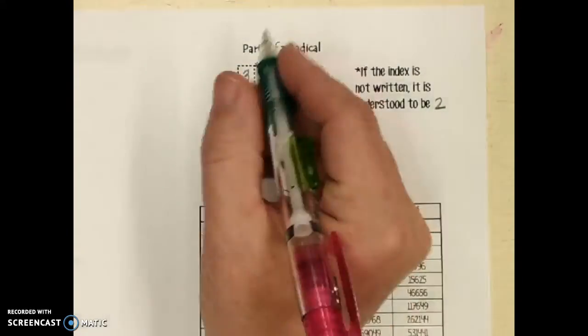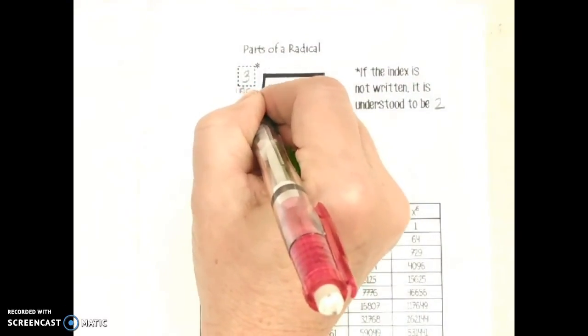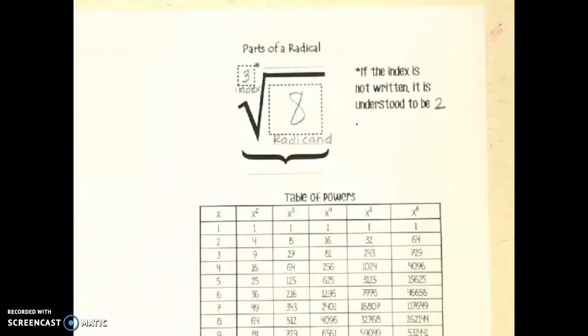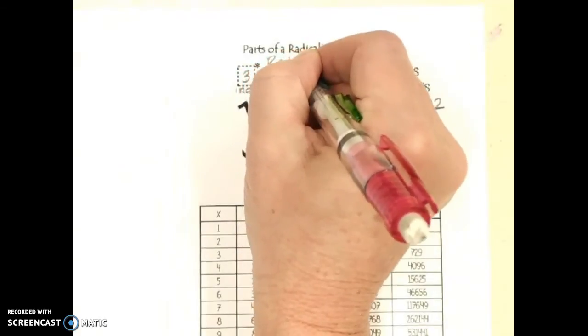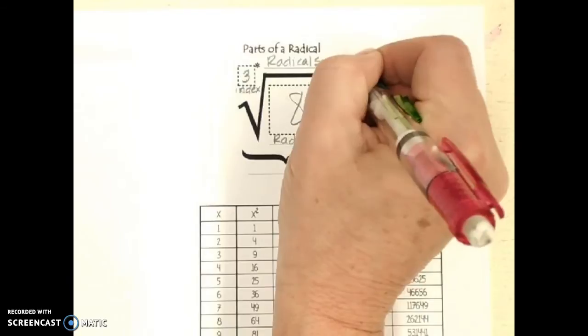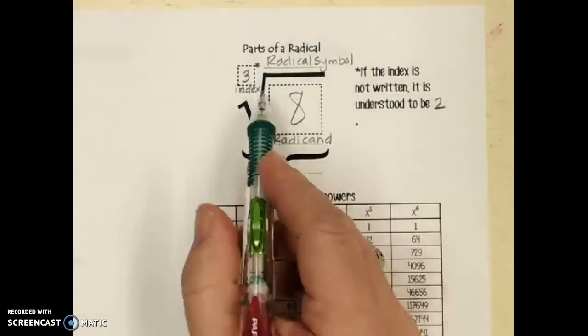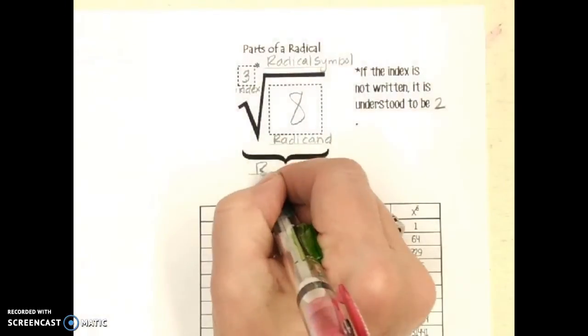So whatever this number is, it's called your index. It's the number that's on the outside of the radical. The little symbol, that's the part that's your radical symbol. The whole thing with the index, the radicand, and your little radical symbol, that whole thing is your radical.